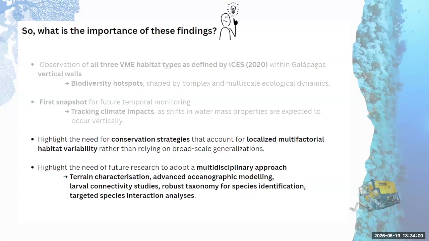And yeah, for future directions, it's also important to have a multidisciplinary approach. You incorporate terrain characteristics, then you also use advanced oceanographic modeling, larval connectivity studies, and robust taxonomy. If you put everything together, then we can have very accurate taxonomic support to explain what is there and what the actual changes are, rather than using this morphospecies based analysis.